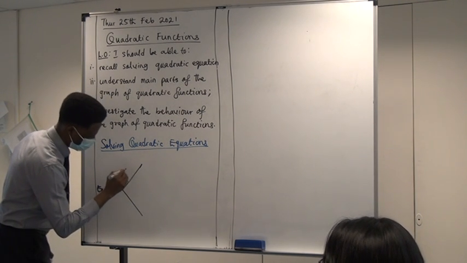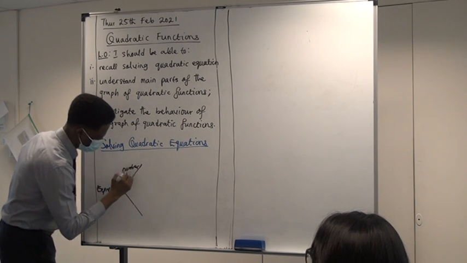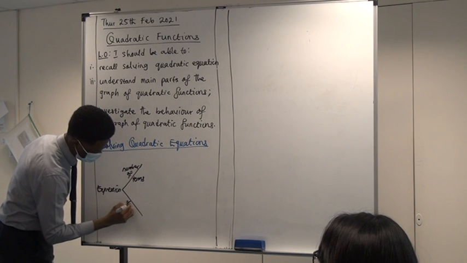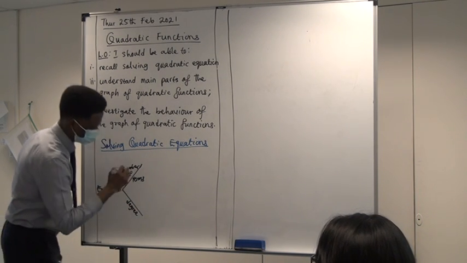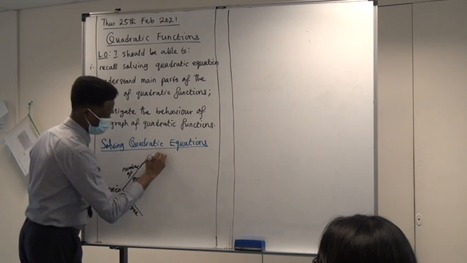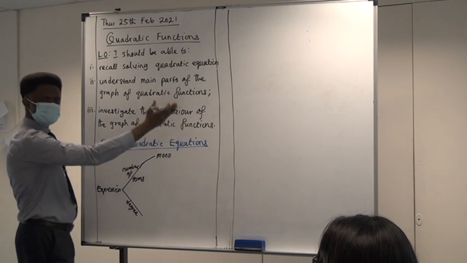So you can talk about the expression based on number of terms and based on degree. Degree means highest power. By number of terms, if you have one term, then it is a monomial.